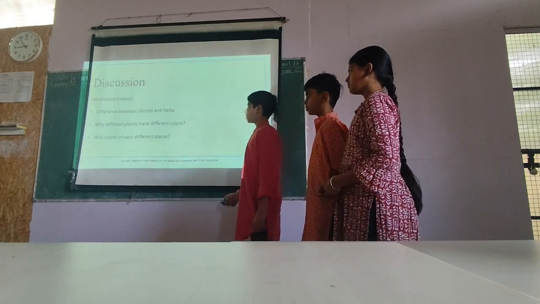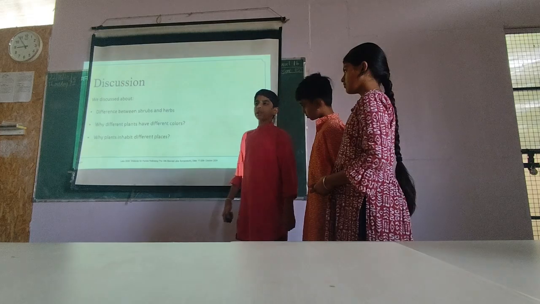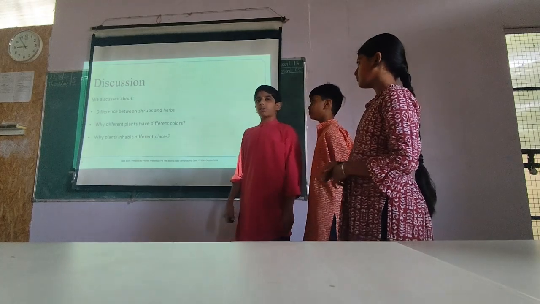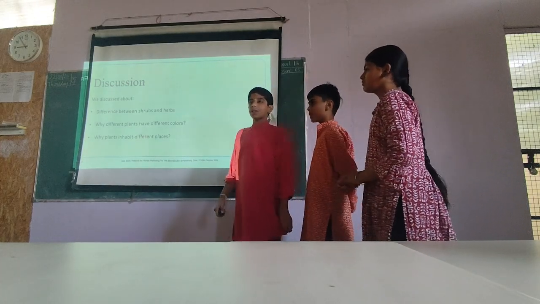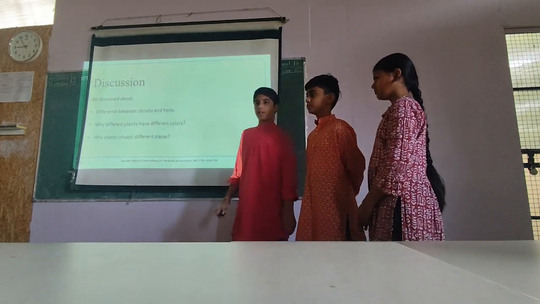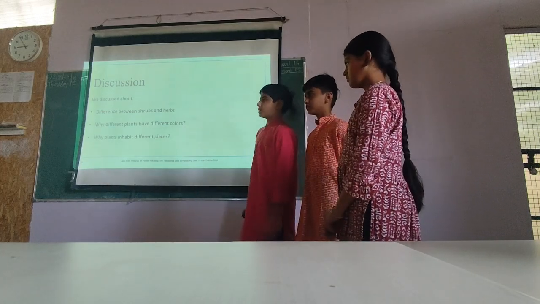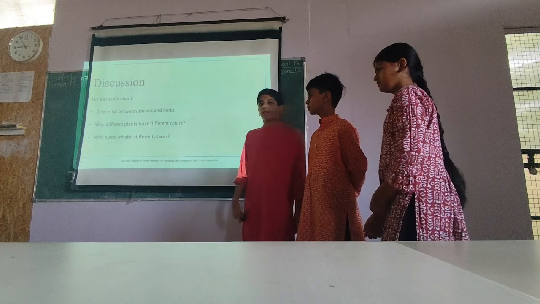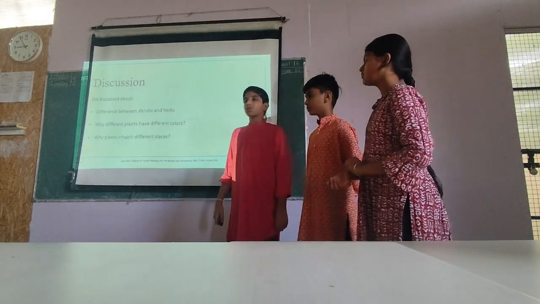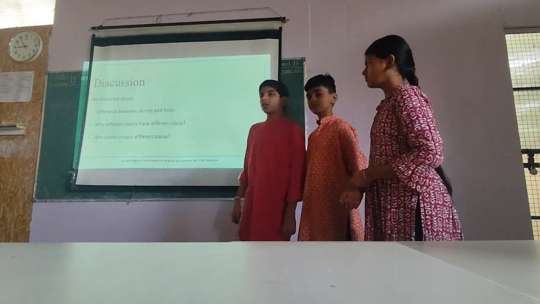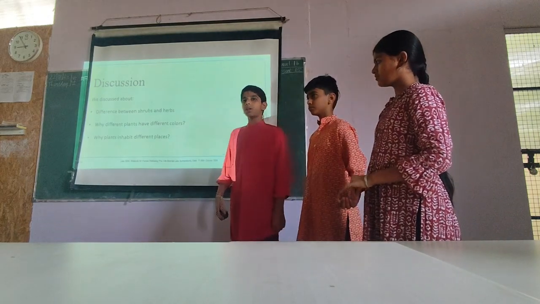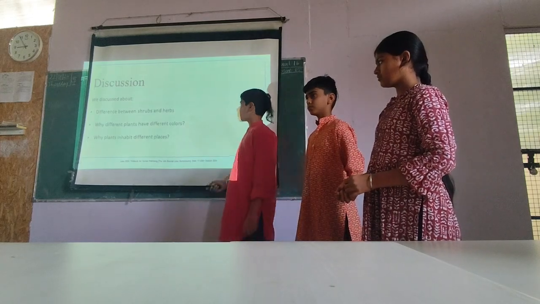First, I'll explain the difference between shrubs and herbs. Herbs are quite shorter than shrubs. While shrubs can grow up to 1 or 2 meters tall, herbs grow a little less than that. Why do different plants have different colors? It comes normally from the genes of those families. I will take yellow oleander as an example. The color of its flower is yellow because the family of that shrub has yellow flowers.